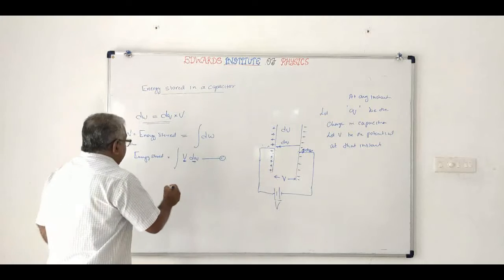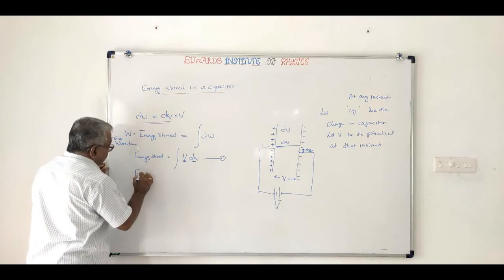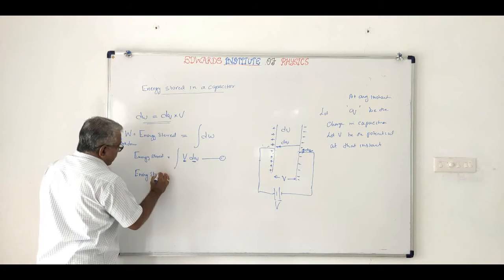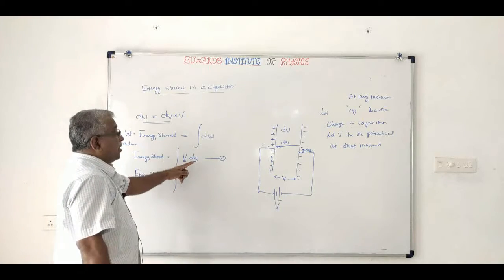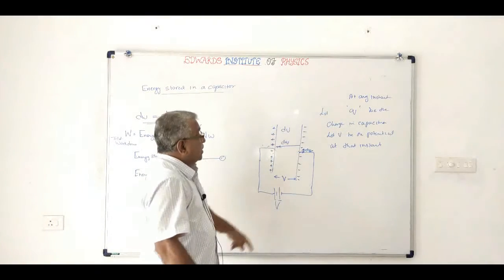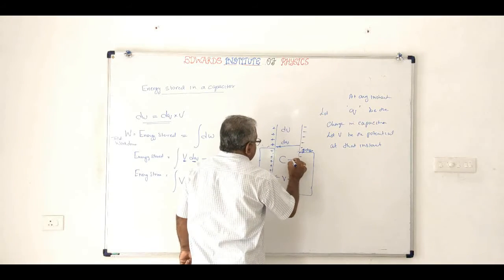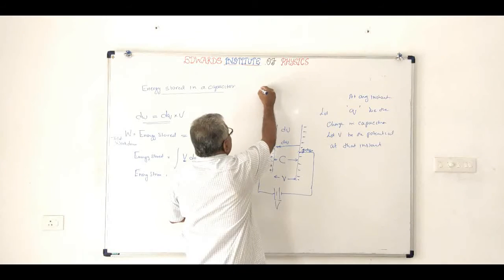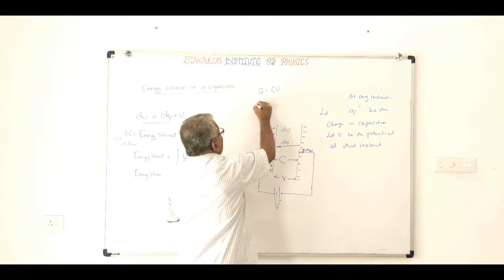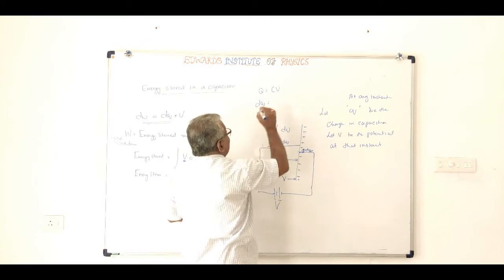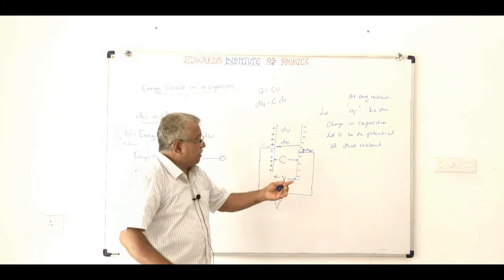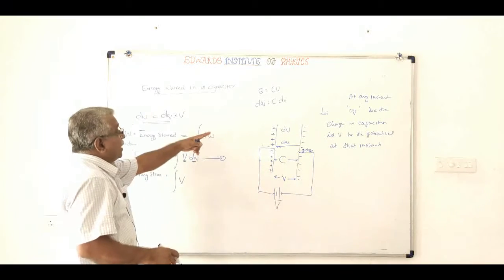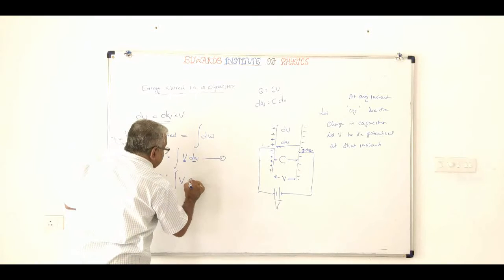Okay. So I can write energy stored is equal to integral of V. Instead of dq, I want to write it in terms of V. Suppose C is the capacitance. Then what is the relation between C, Q and V? Q is equal to CV. So what will be dq? dq will be equal to C into dV. C is a constant for this particular parallel plate capacitor. So I can write dq as C dV.